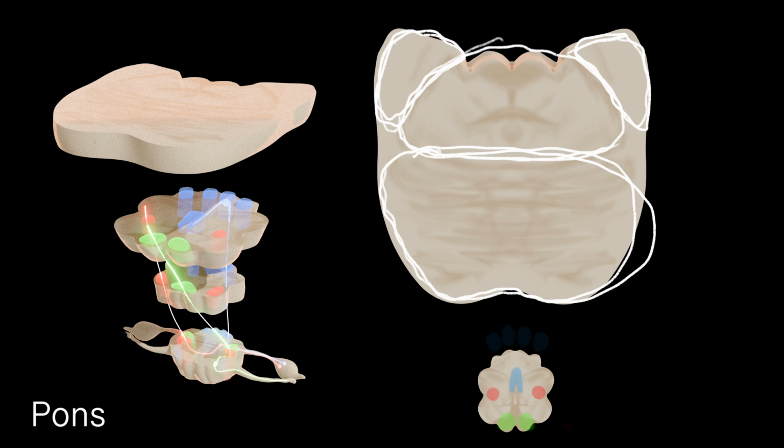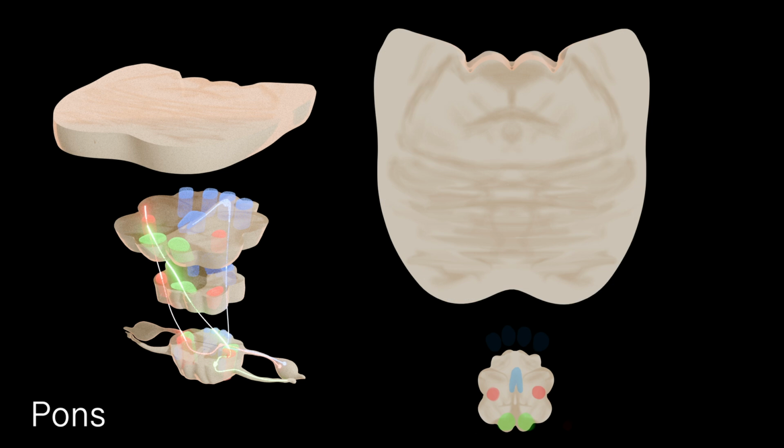Now, if we stick with the same landmarks we've been following, you'll spot the medial lemniscus carrying fine touch and proprioception information, and the spinothalamic tract handling pain and temperature. And right there in the basis pontis, well, that's where the corticospinal tract continues as it descends towards the spinal cord. But here's where things start to get a little spicy.